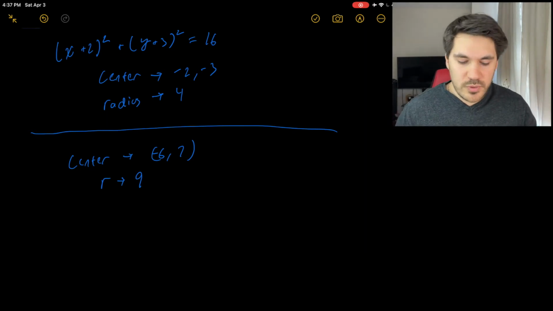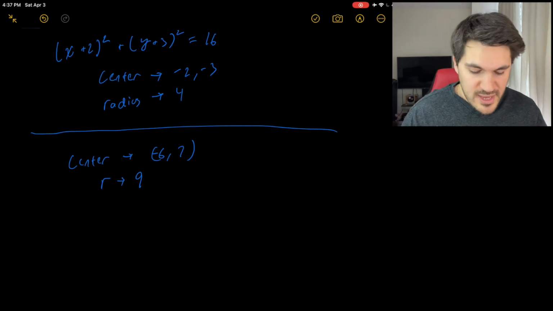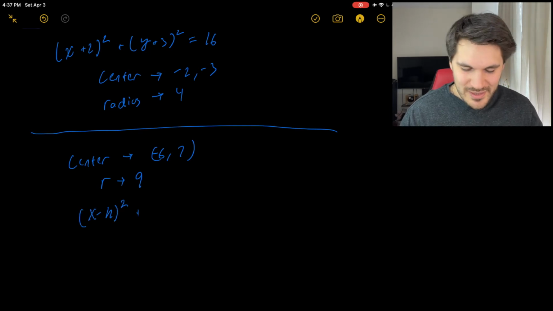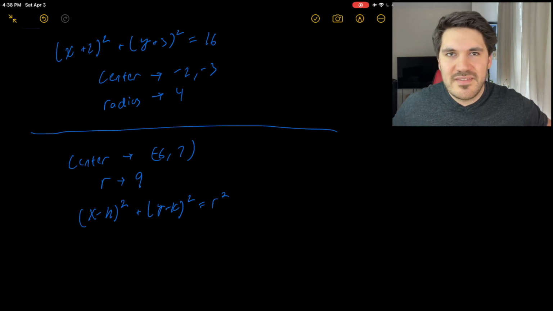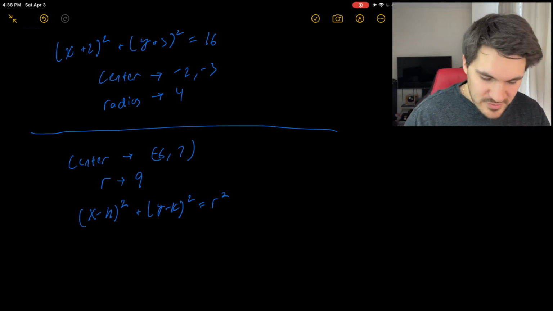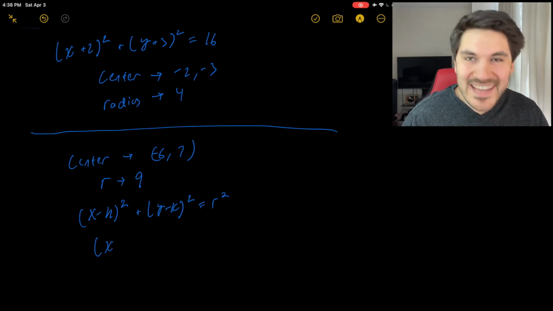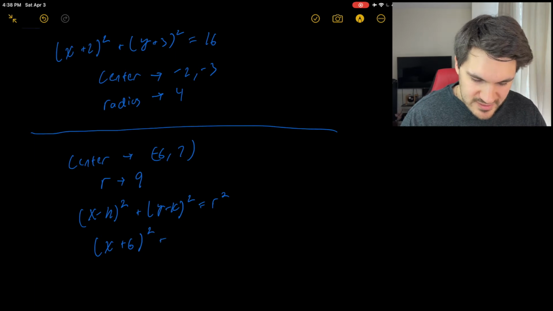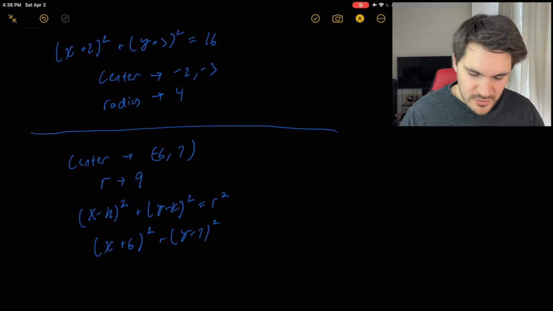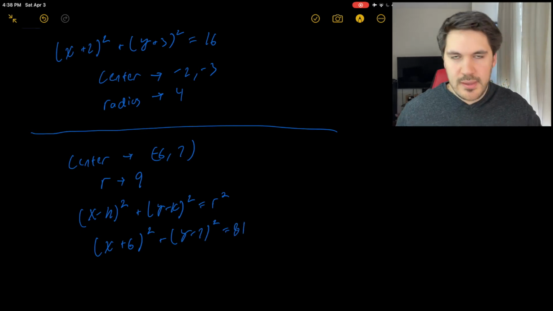Well, let's just use it. We know the standard equation of a circle is, again, (x minus h) squared plus (y minus k) squared equals r squared. So we'll just substitute the center and the radius that they gave us into the equation. So this would give us x minus negative 6, so (x + 6) squared, plus (y minus 7) squared, and this of course equals 81.